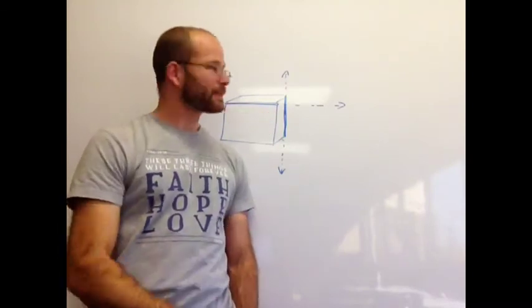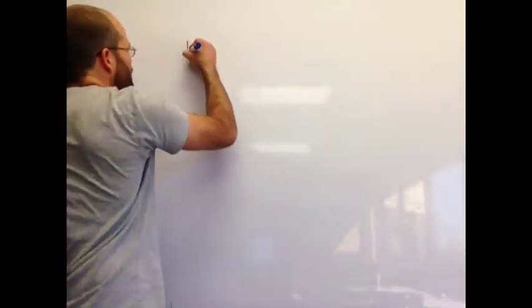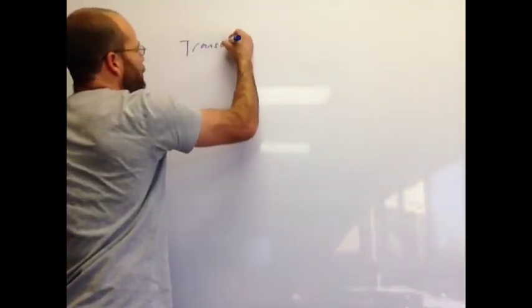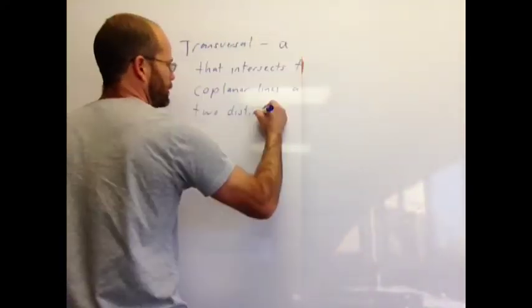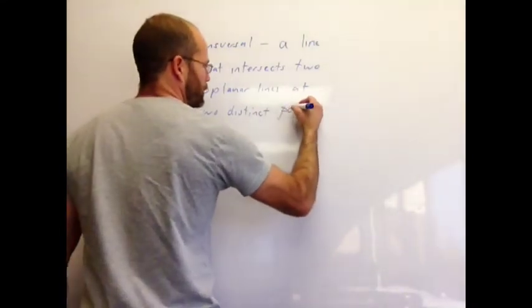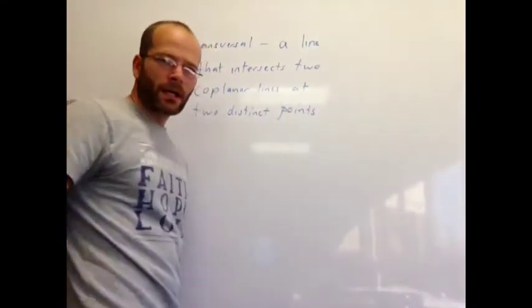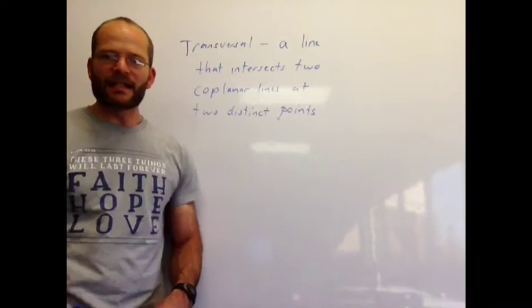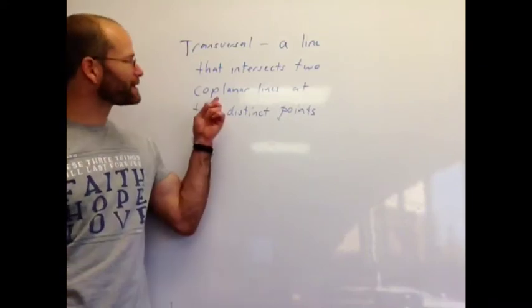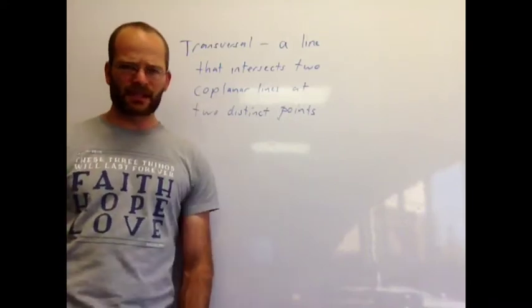Okay? Skew lines. The next thing we need to do is identify the angle pairs that sort of come into existence when we draw a transversal. Now before we do that, I have to identify what a transversal is. I need to define that for us. So transversal. A transversal is a line that intersects 2 coplanar lines at 2 distinct points. Let's just take a look at what that is.